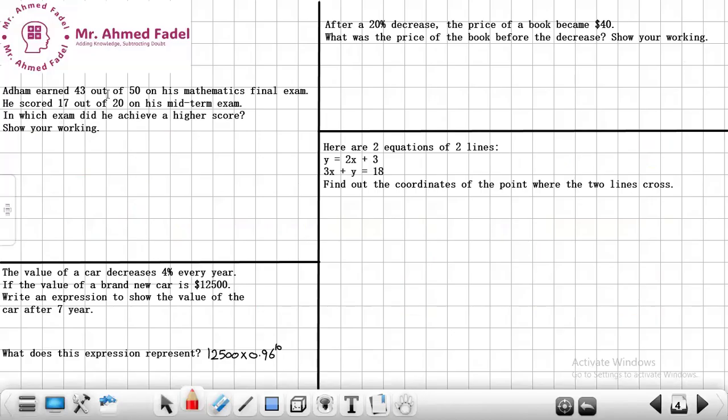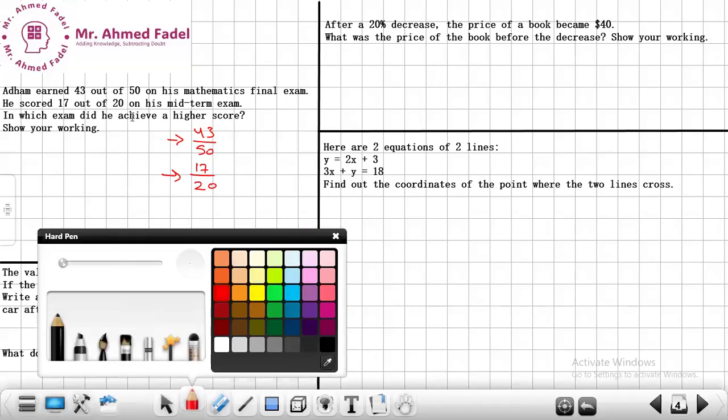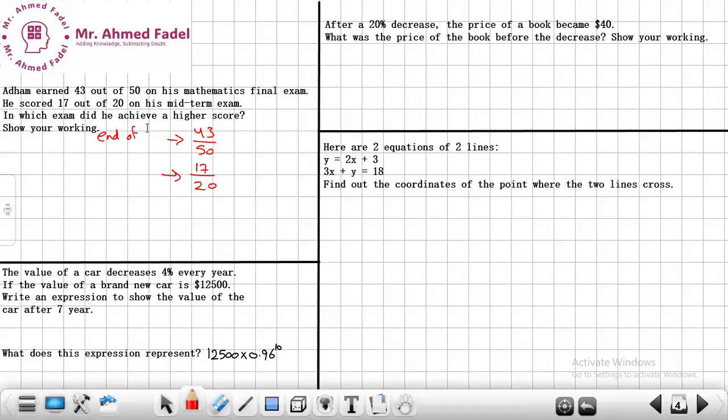Adham earned 43 out of 50 on his mathematics final exam. So that's Adham. He got 43 out of 50, while he got 17 out of 20 in his midterm. So it's not about Adham and another person, it's about end of term and midterm. So we got over here end of term, and this is here midterm, 17 out of 20.